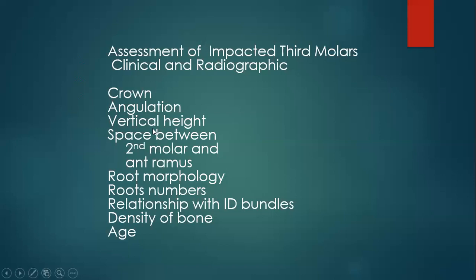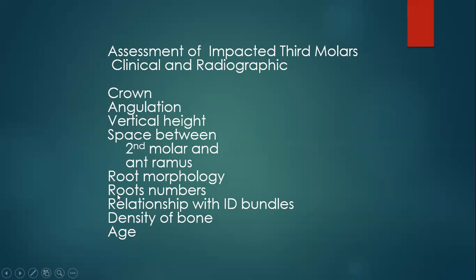It can be seen on the radiograph or the occlusal plane. Then there is the space between the second molar and the anterior ramus. You need to see it, and this will be very prominent in your OPG. Then you need to know the root morphology, how the root is shaped, and the number of roots present.